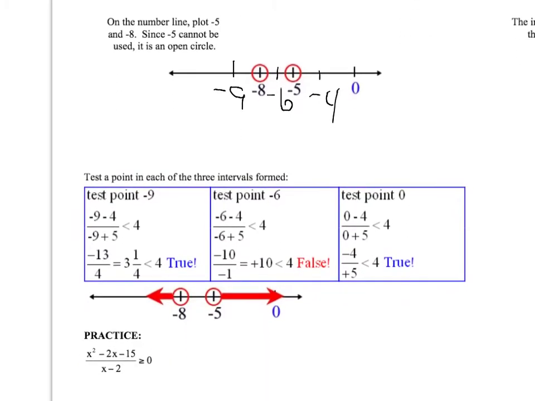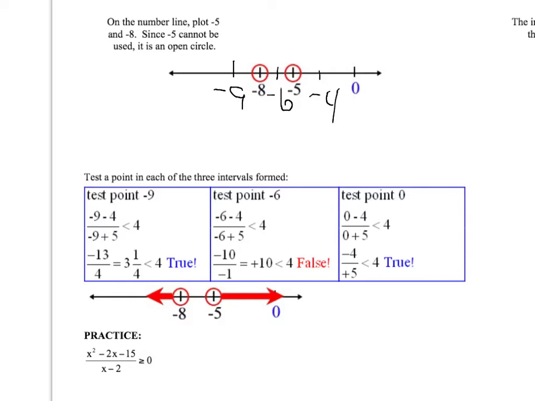They picked a number less than the circle, so they picked negative 9. They plugged in and saw it worked. Since it worked, they shaded that side. Then they picked a point in between the two circles, negative 6, and it didn't work, so they didn't shade. Finally, they picked a point bigger than negative 5. They picked 0. It worked, so they shaded that way. And that would be the final answer there.